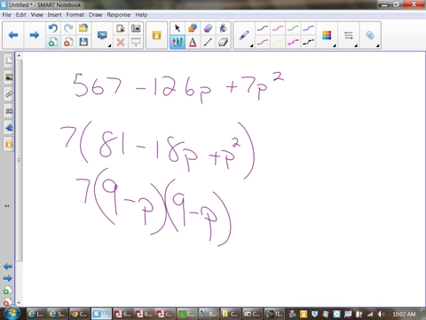Couldn't you just put 9 minus p squared? Yeah, if you wrote it like that, that's fine. Because you just put it in descending order, you're getting the same result. I would probably have done that.